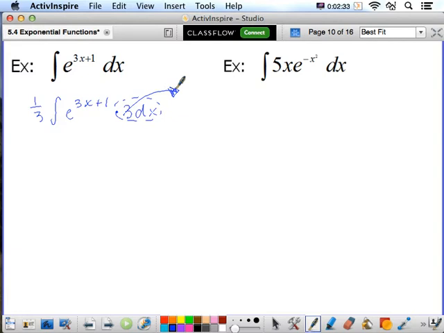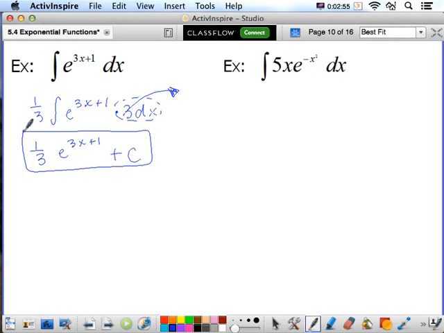Then when you integrate e to the 3x plus 1, it's its own integral as long as you have sacrificed the derivative of the exponent. So that is 1/3 e to the 3x plus 1 plus an unknown constant of c. So that one's not too bad, right?